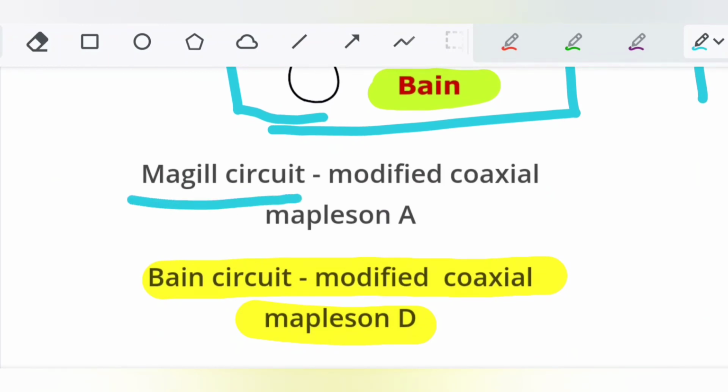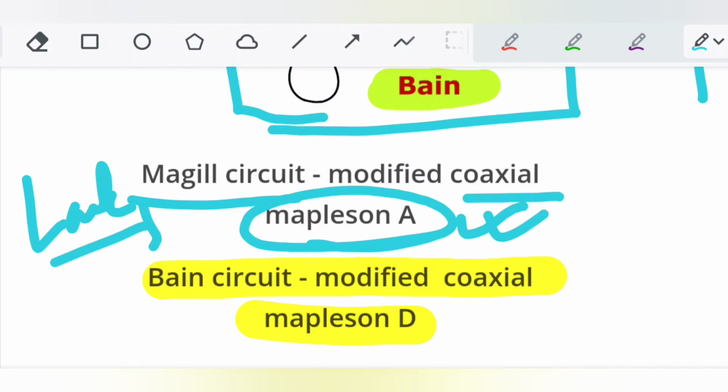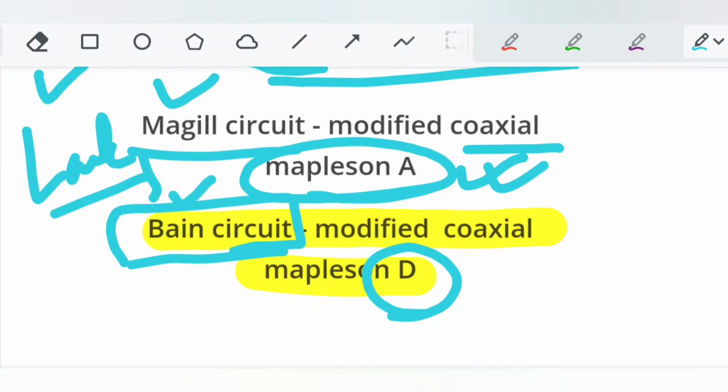The McGill circuit is also a modified coaxial circuit of A, and the Lack circuit is also a modification of Mapleson A, and the Bain circuit is for Mapleson D. So just remember these names. This is more than enough. You don't need to go into the details of these coaxial modifications, but just remember the names.